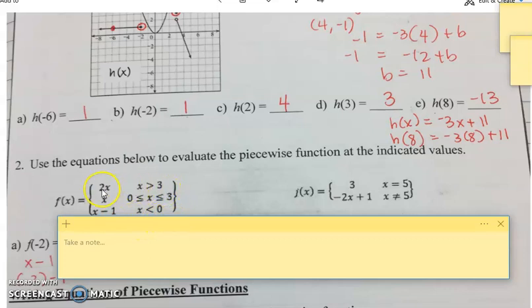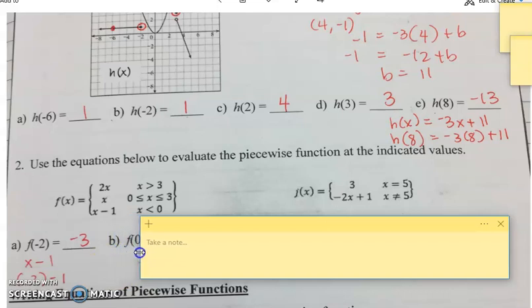This one is 2x only for when x is bigger than 3. This one is the function x only between 0 and 3 inclusive. And then this one is x minus 1 only for x less than 0. So when I'm looking at the number -2, I look to see which domain it falls in. In this case, -2 is less than 0. Therefore, I'm going to use the bottom part of my graph to plug in -2. When I do that, -2 minus 1 is -3. Therefore, f of -2 is -3.